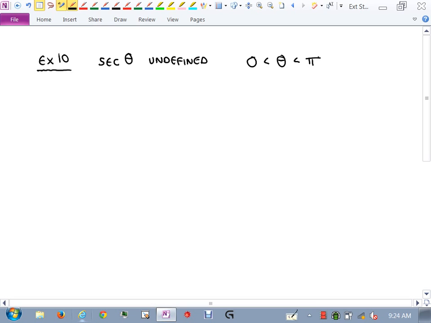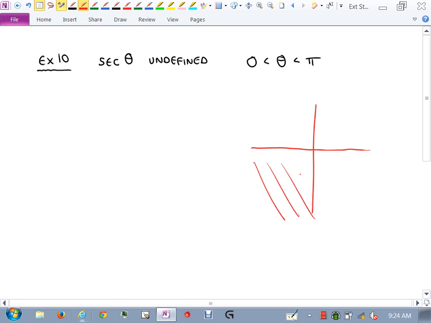Give me the other 6, or all 6 trig functions. If you see that secant theta is undefined, that means you have division by 0. That means when you're trying to find the secant, you're getting division by 0. So, I guess I should back up. Can I actually narrow down the quadrant? Well, I'm not even given that secant's positive or negative or anything, right? Just that it's undefined. I am given that my angle has to be between 0 and pi, right? Which puts me either in 1 or 2.